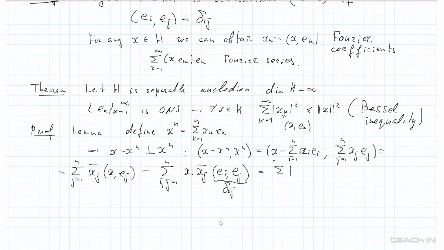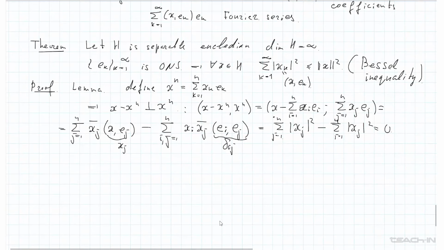one sum, so it is the sum of |x_j| squared, because of course it is the sum for j up to n, and minus the same sum, so it is 0. So it is 0. And then we prove the theorem, x squared, by the Pythagorean theorem.